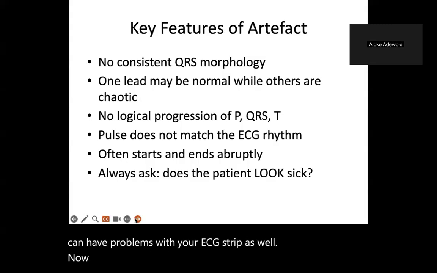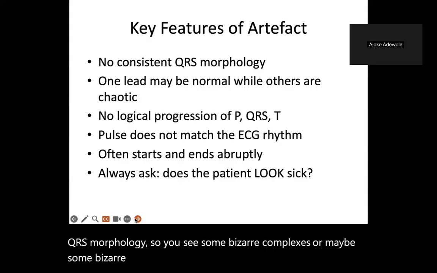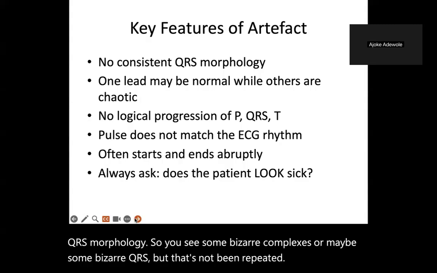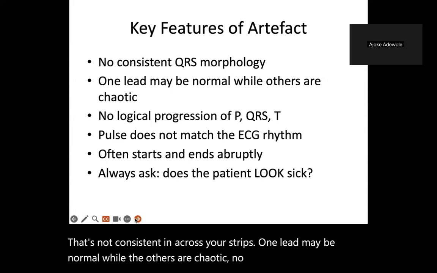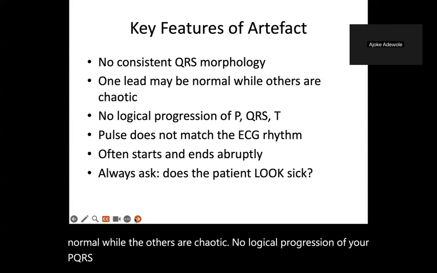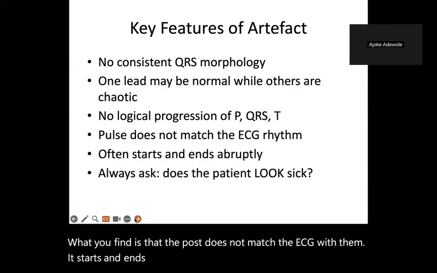Now, the key feature of an artifact is that there's no consistent QRS morphology. You see some bizarre complexes or bizarre QRSs, but that's not being repeated. That's not consistent across your strips. One lead may be normal while the others are chaotic. There's no logical progression of your PQRST. The pulse does not match the ECG rhythm. It starts and ends abruptly. Always ask, does the patient look sick?